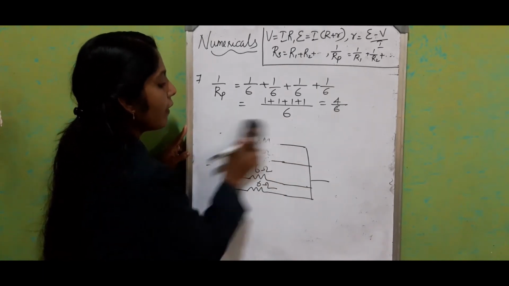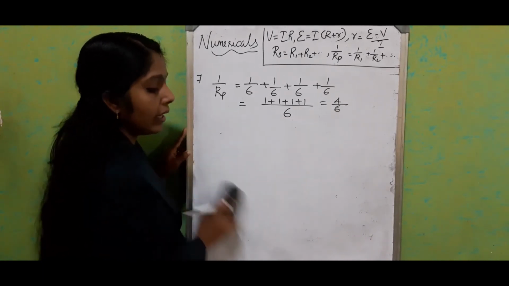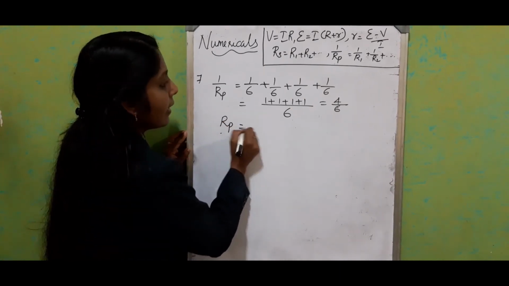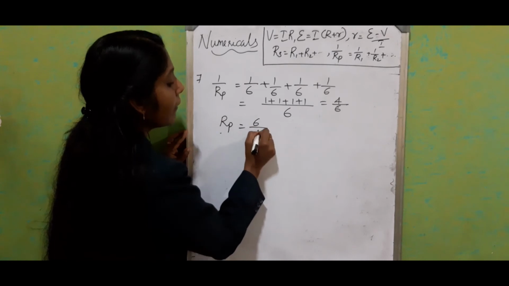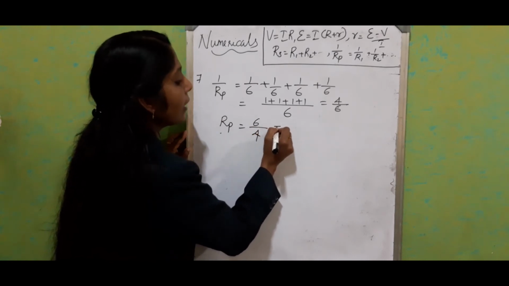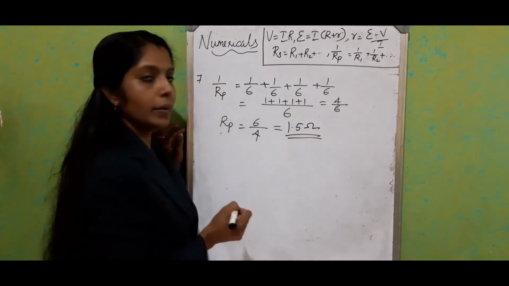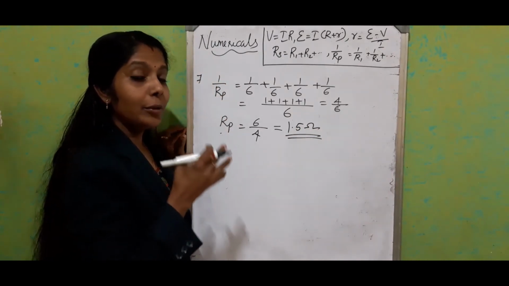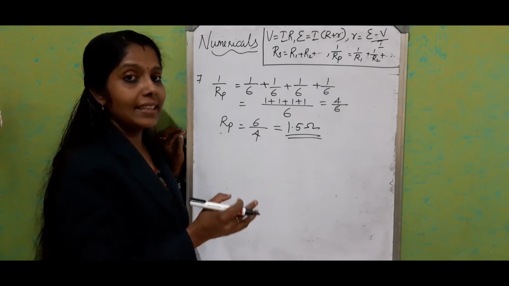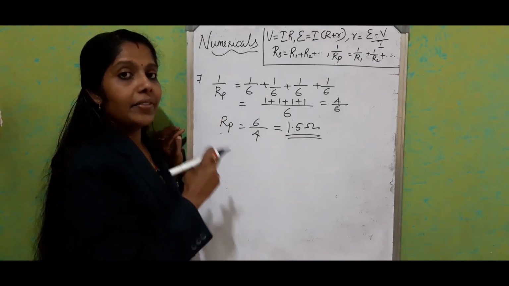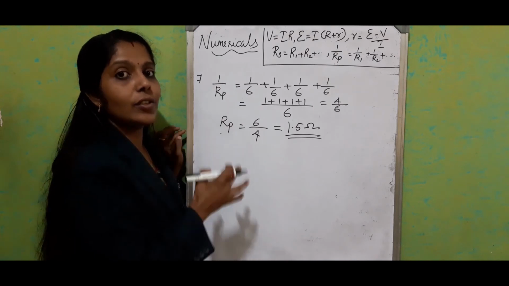Then, what do we have to find out? We have to find out the resistance Rp. So, Rp is equal to 6 by 4, that is equal to 1.5 ohm. Okay. So, you have to read the question, understand how the resistors are connected, then draw the figure, and solve it.